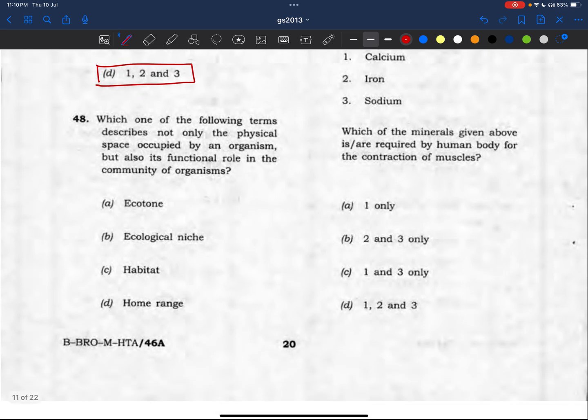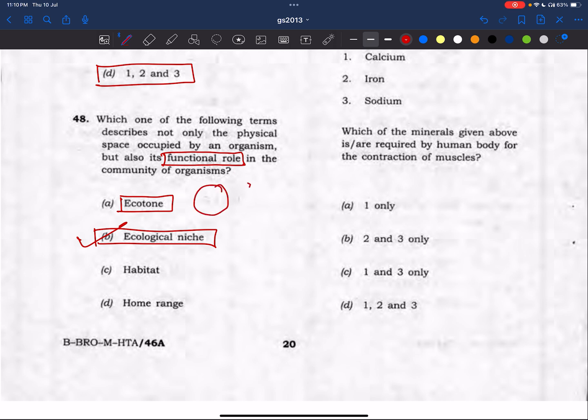Which of the following terms describe not only the physical space occupied by an organism, but also its functional role? See, this only one word is enough to answer this question. We know the functional role of an organism is called ecological niche. Right? Now, we know about ecological niche. Let's see the other options as well. Ecotone. What is ecotone? See here.